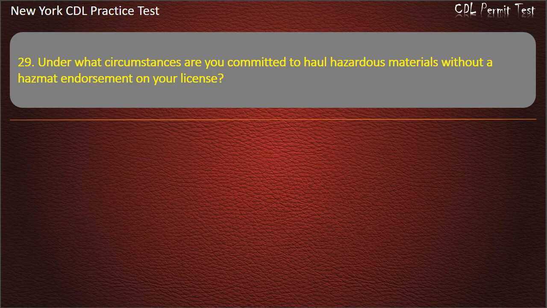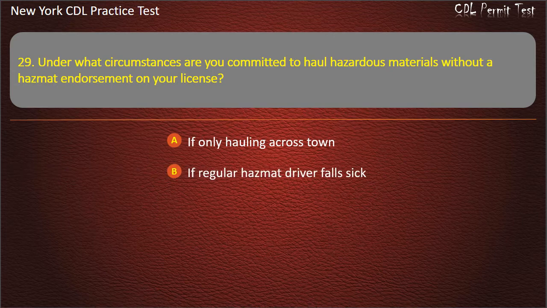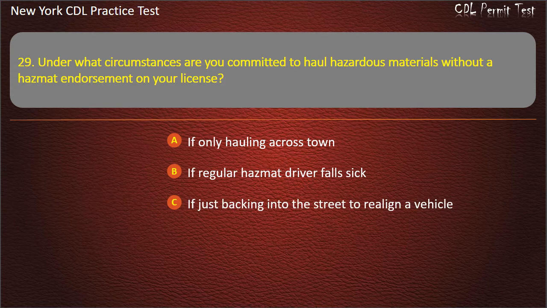Question 29. Under what circumstances are you committed to haul hazardous materials without a hazmat endorsement on your license? If only hauling across town. If regular hazmat driver falls sick. If just backing into the street to realign a vehicle. None of the above. Answer. None of the above.